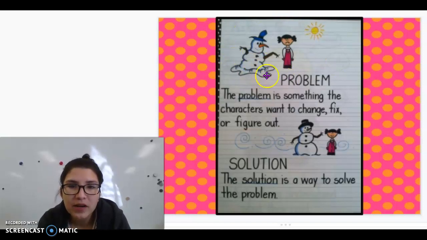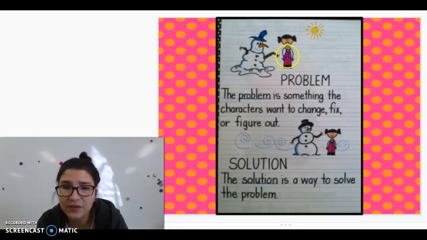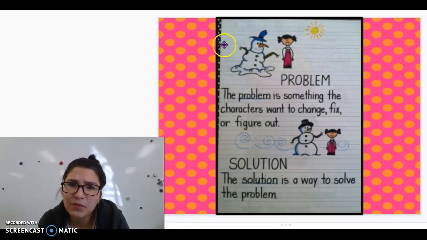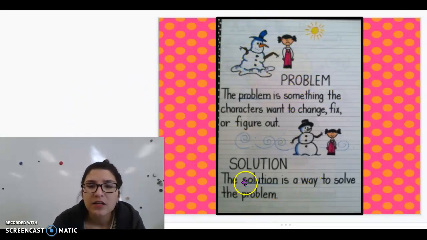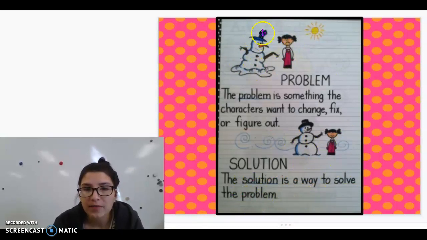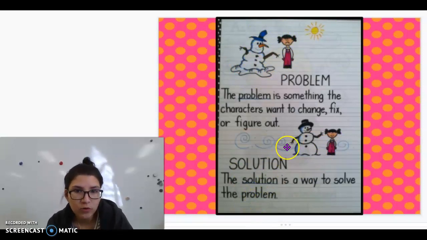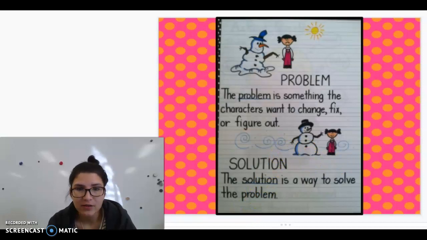Okay, so right here, this little girl, her snowman is starting to melt because the sun is out, all right? So as you can tell on her face, she's sad. This is a problem. Her snowman is starting to melt and she wants to fix it. So the solution is a way to solve the problem. So instead of her trying to make a snowman in the sun, she should wait when the weather is a little bit cooler and the sun isn't out, all right?